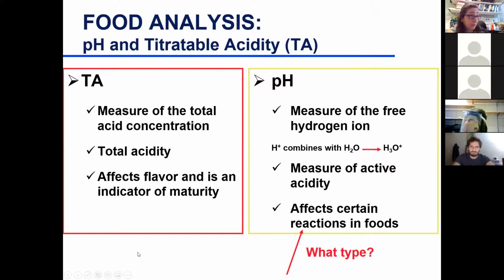So if we look here, what is titratable acidity? It's basically the concentration of the acid. And it's called titratable acidity because we're measuring the concentration of the total acid by titration. So we basically titrate with base when we measure acidity. And when you titrate with base, you're giving OH minus to the acid in the solution.